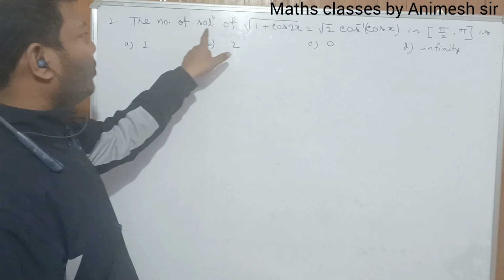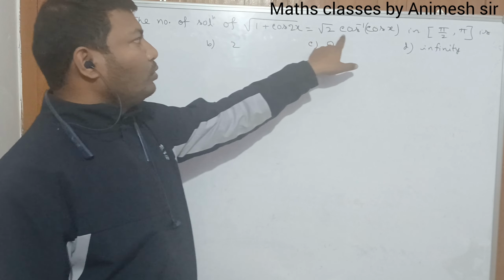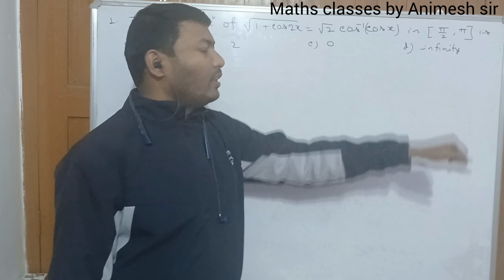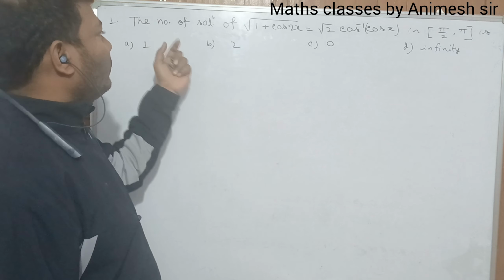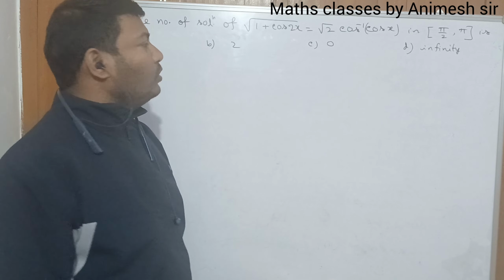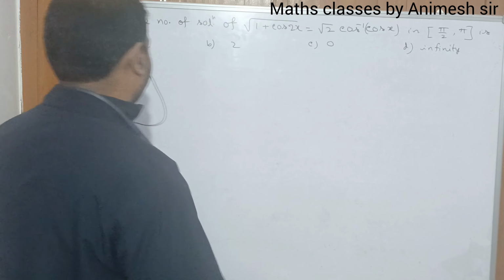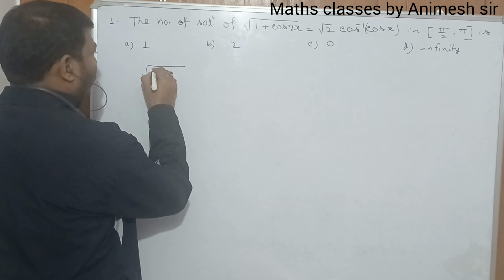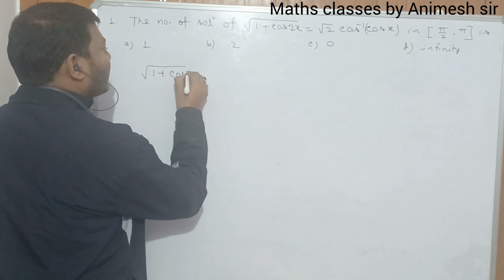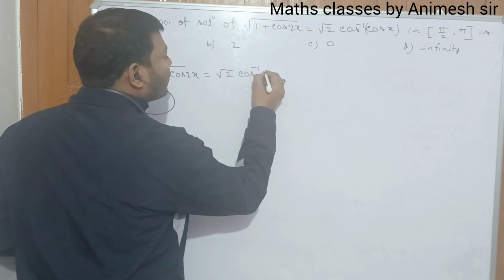Find the number of solutions of root of 1 plus cos 2x equals root 2 cos inverse cos x in the interval pi by 2 to pi. So we have to find out the number of solutions. First we have to check 1 plus cos 2x, which equals root 2 cos inverse cos x.